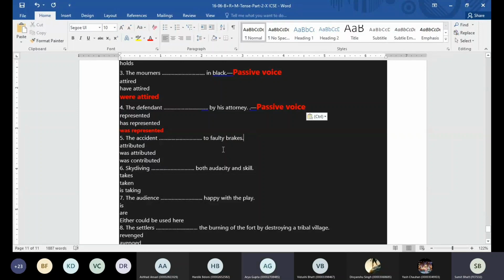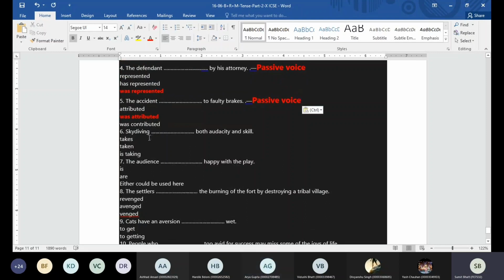The accident dash the two faulty brakes. Attributed or was attributed? Was attributed is correct. This sentence is also in which voice? Passive voice. Skydiving dash both audacity and skill. Takes. Okay, so we are going to go for takes.